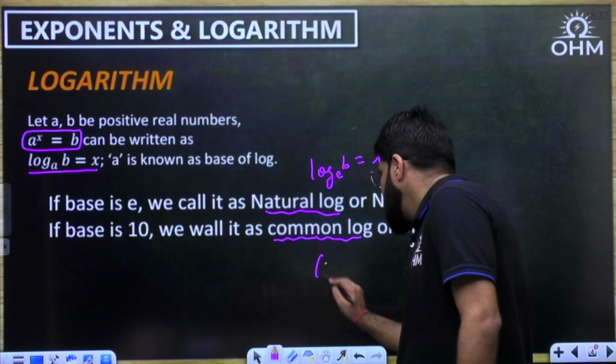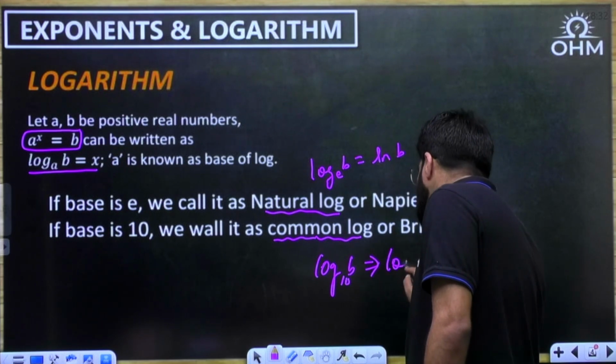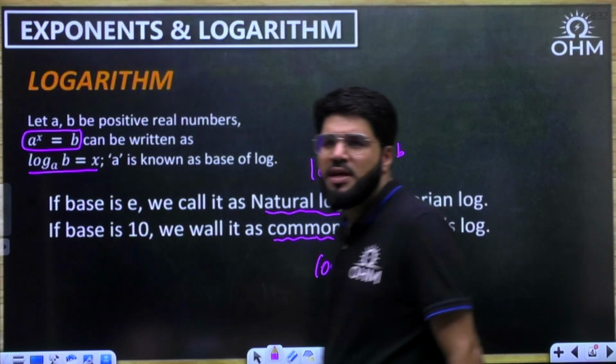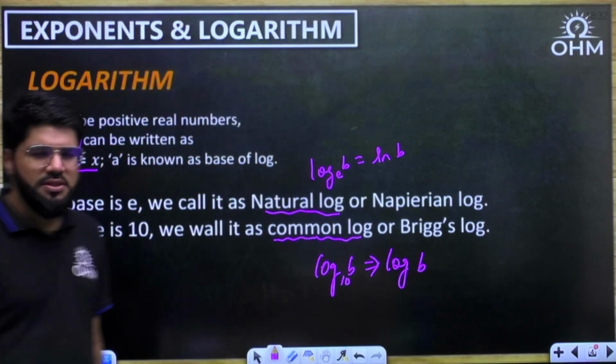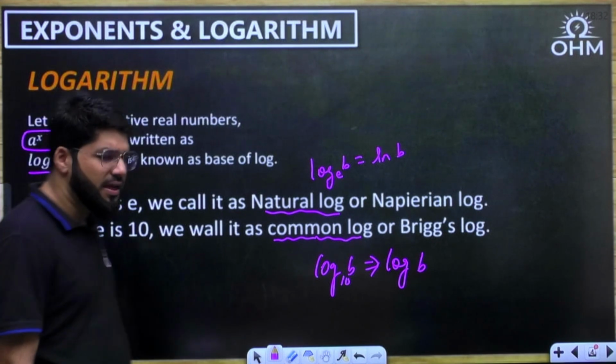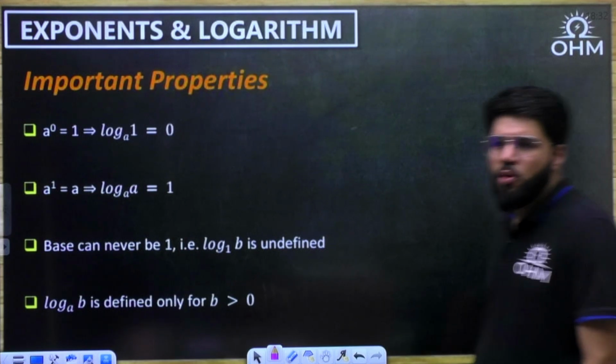Now if you are taking log of the number b to the base 10, we also simply express it as log b. Not writing any base means it is the common base, that is base 10.